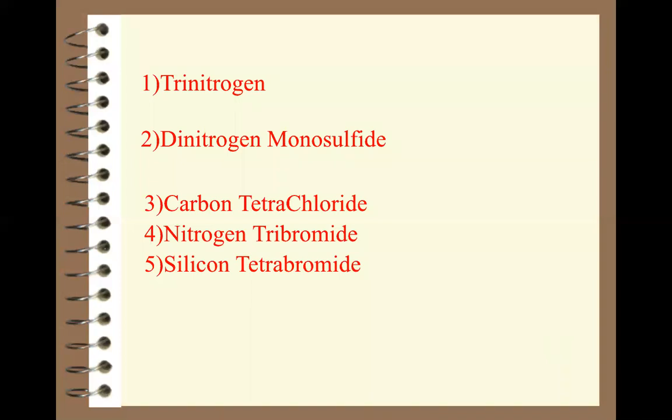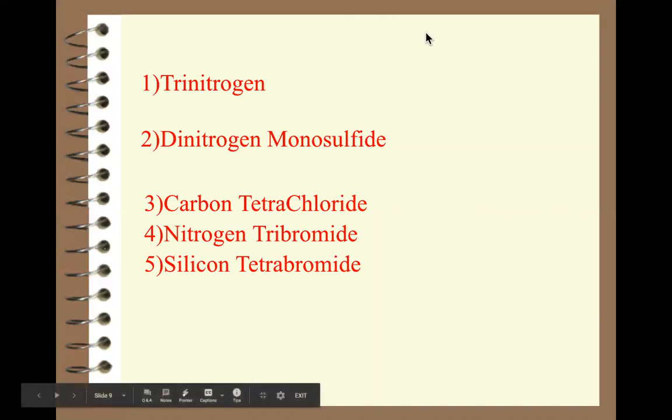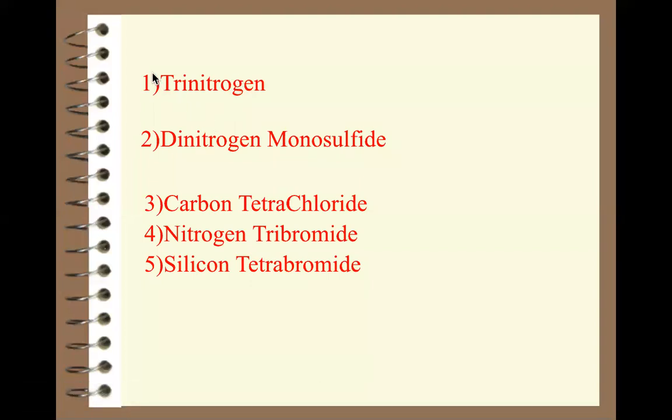Okay, now we'll go over this and you can volunteer to answer this. So tri nitrogen. How do you write tri nitrogen? Tri means how many? Three. The symbol for nitrogen is N. So N3. Okay. Second one, dinitrogen. So di means two. So two nitrogen. Monosulfide. So only one sulfide.